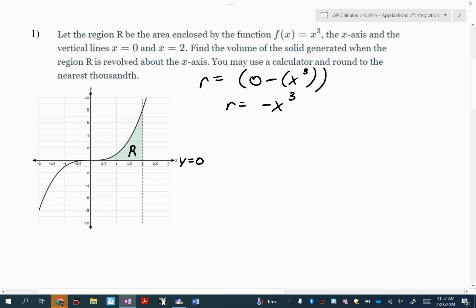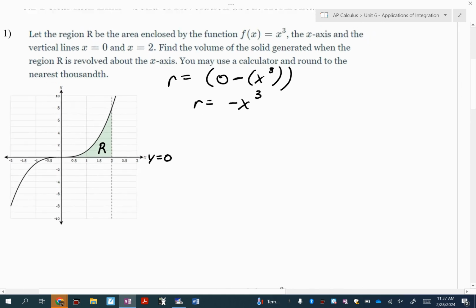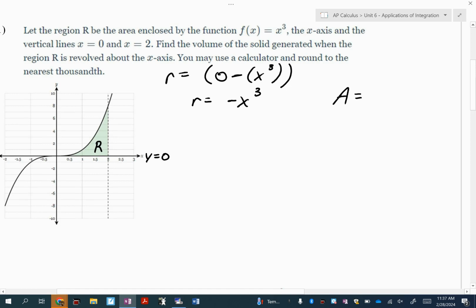Negative x cubed. Now, the formula that we're going to use today for the area is the formula for the area of a circle. Do you guys remember that formula? Pi r squared. Exactly, Bernadette. Pi times the radius squared. All right, so we just found r, right? Our radius is going to be this negative x cubed, this distance here. This distance is going to be our radius, okay?